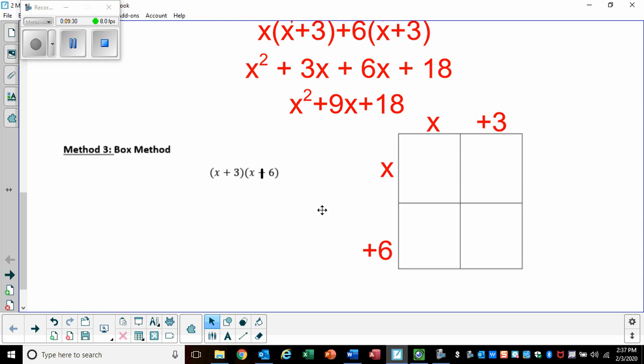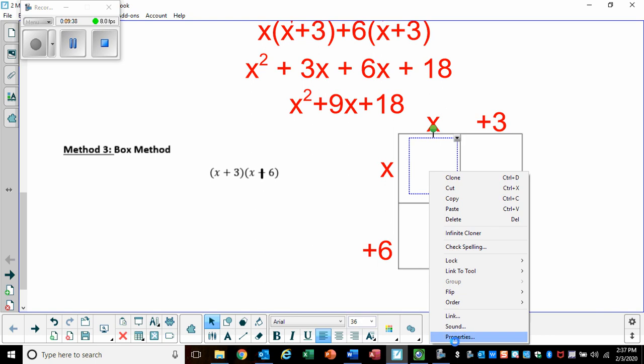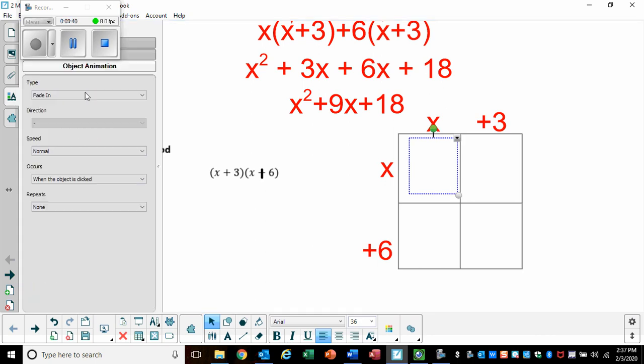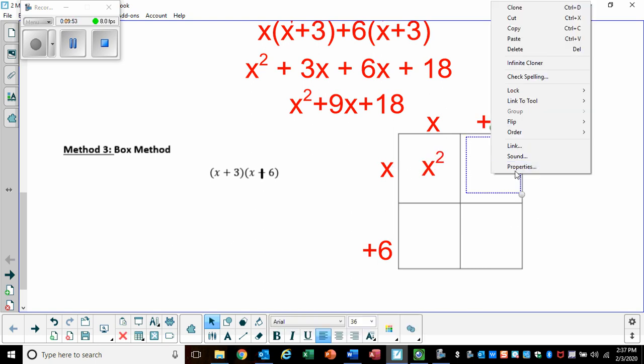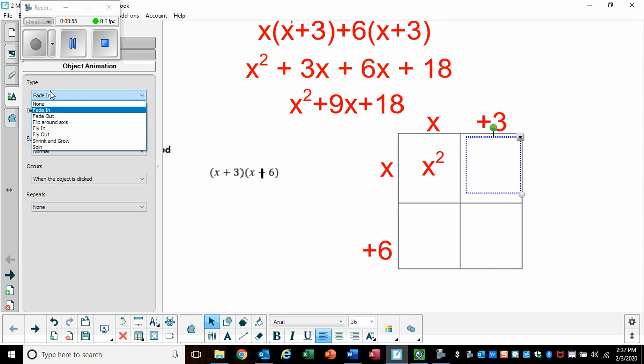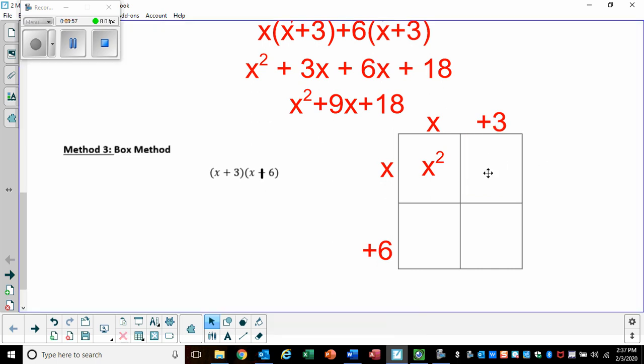Now I'm going to go ahead and do the multiplication. So x times x gives me x squared, which doesn't want to show up. Sorry guys, I'm trying to make this a quicker video, but it might just be a lengthy one. And now it doesn't want to be clickable. There we go. X times 3 gives me 3x, which won't show up. 3x. X times 6 gives me 6x. And 3 times 6 gives me 18.